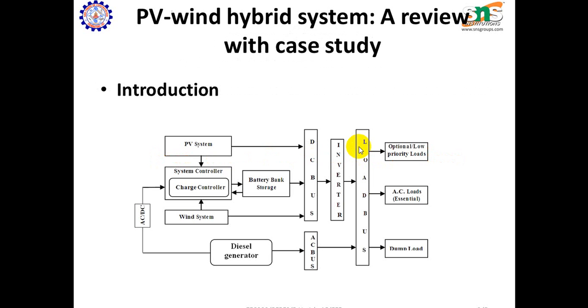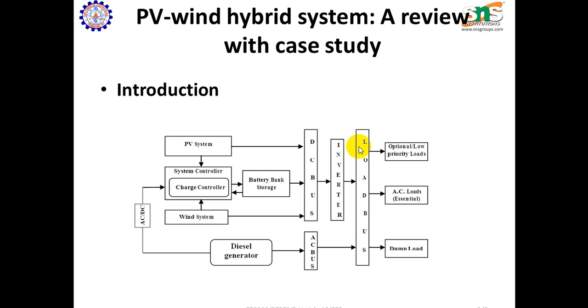So, PV and wind hybrid system, a preview with a case study. Introduction. We will have this kind of block diagram in every wind and PV system, where the PV system is connected to a system control charger and the wind system is also connected to the system control charger. All these PV and wind sources are connected with a battery storage bank.